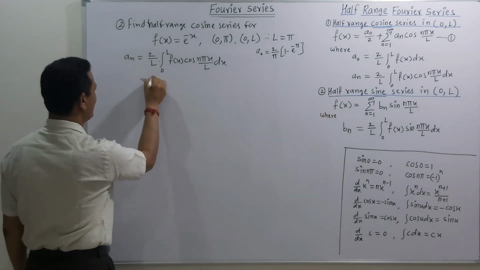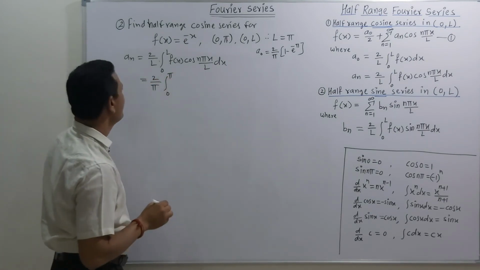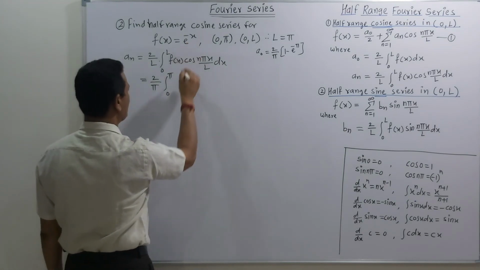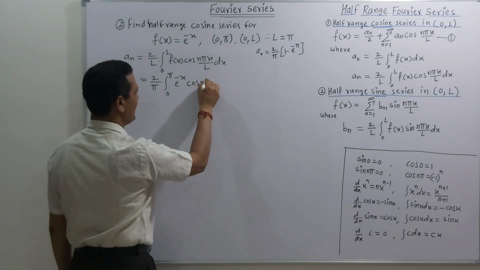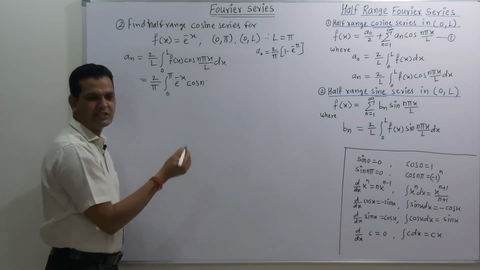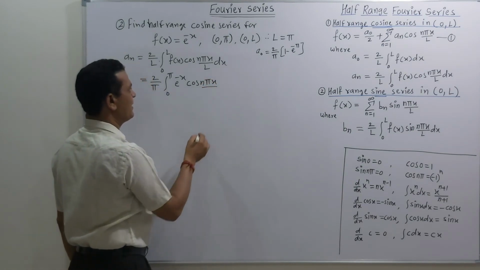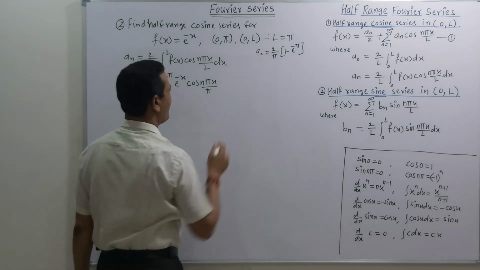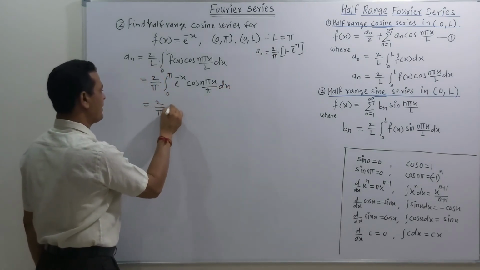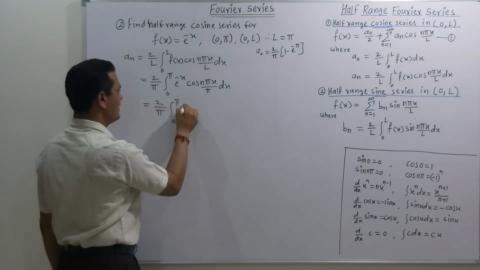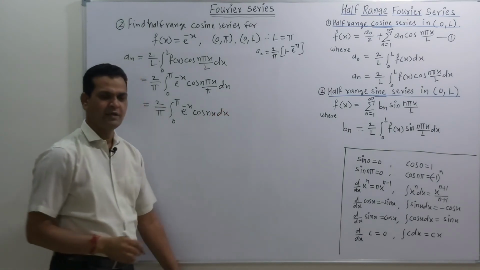Now put the value of l. We can write this as 2 upon pi integration 0 to pi, then the value of f of x, which is e raised to minus x, into cos of n pi x upon pi, where pi upon pi will get cancelled. We may directly write this step, or one may write n pi x upon the value of l, which is pi, into dx. Moreover, we can write this as 2 upon pi integration 0 to pi e raised to minus x cos of nx dx.